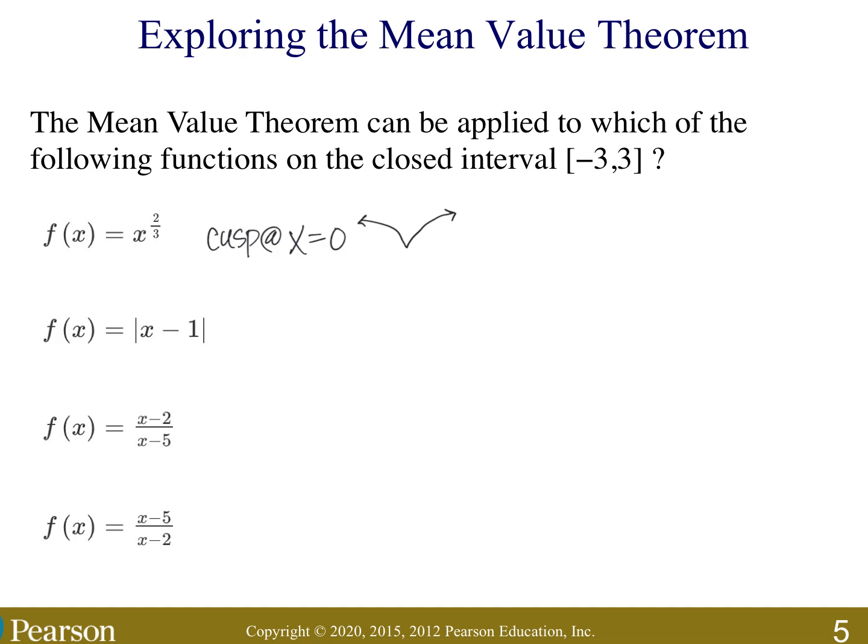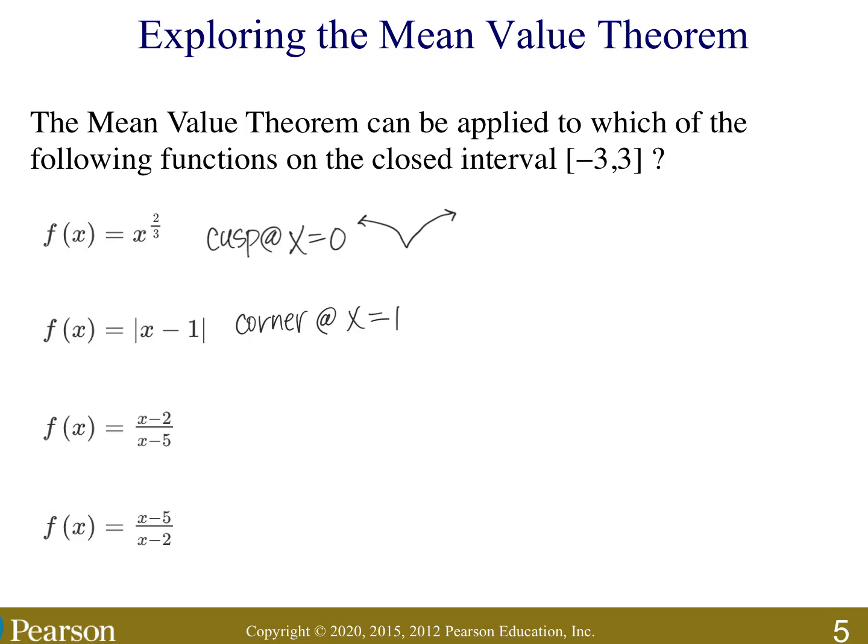Okay, what about the next one? Can the mean value theorem be applied? It has a corner. Corner where? At 1. Okay, has a corner. Corner at x is 1, so that makes it non-differentiable. So it is continuous, it does have a closed interval, but it's got a corner, so the mean value theorem will not apply there. All right, how about the next one?